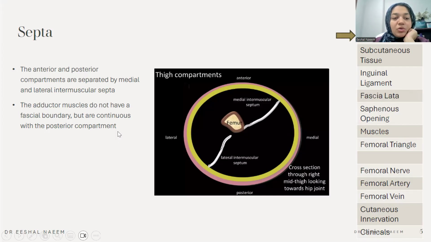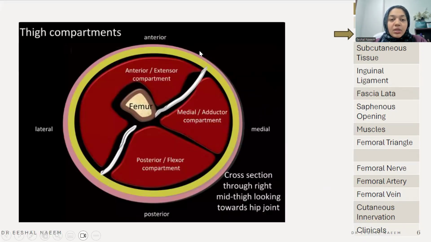The adductor muscles do not have a separate fascial boundary. By fascial, we mean the fascia that is making the intermuscular septum, but they're continuous with the posterior compartment. The thigh compartments, as you can see on this cross section: this is the anterior or extensor compartment, this is the medial or adductor compartment, and this is the posterior or flexor compartment.